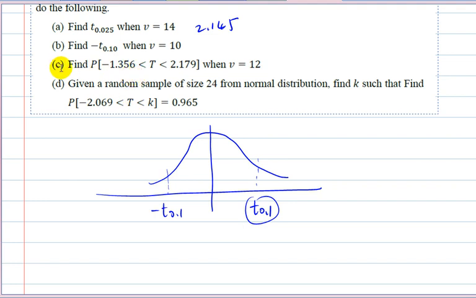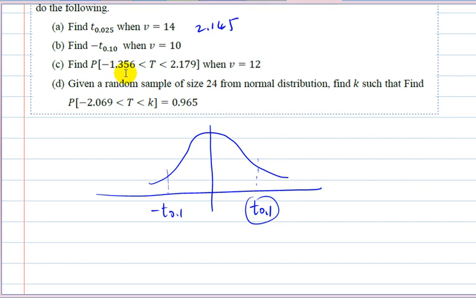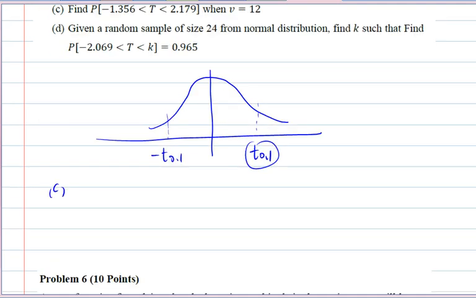The third one is also simple. The two T values are given, and you try to find the probability for the random variable capital T between these two. So for the C part, you need to find what the probability is.